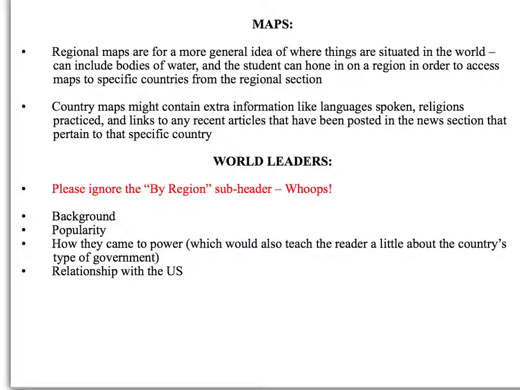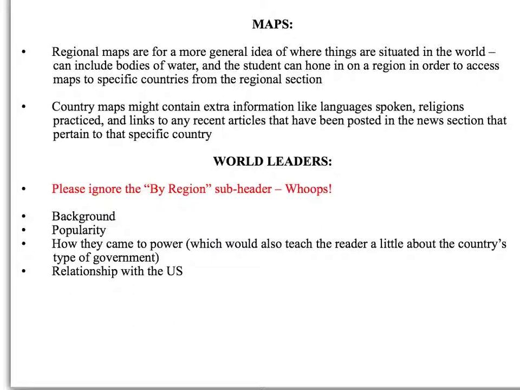Would also be nice to get people familiar with bodies of water. I know I could probably use some training or some testing because I couldn't place them on a map right now. And then country maps, you could even get so specific as to have extra information like the main languages that are spoken, the religions that are practiced there, and then link to any recent articles that have been posted in the news section.